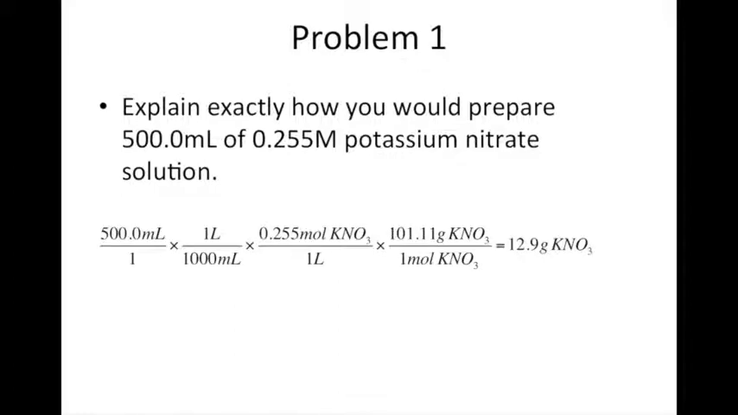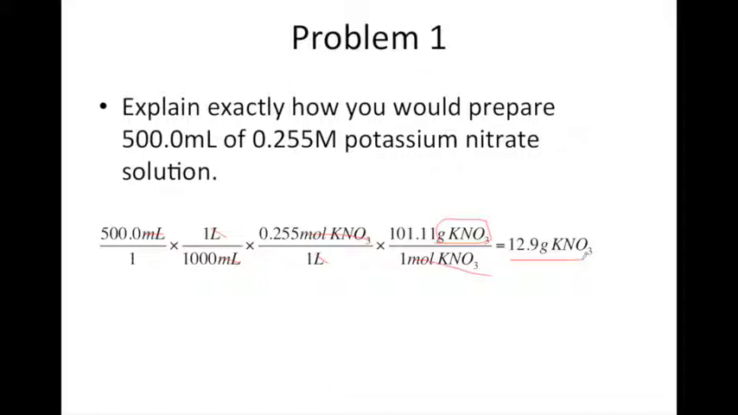So the first thing we need to do is calculate the mass of our solute. I take the volume, my milliliters cancel, and then I convert it to moles using my molarity. Then I can take the moles and convert it into grams using the molar mass. So my moles cancel. I end up with grams of potassium nitrate, in this case 12.9 grams of potassium nitrate.